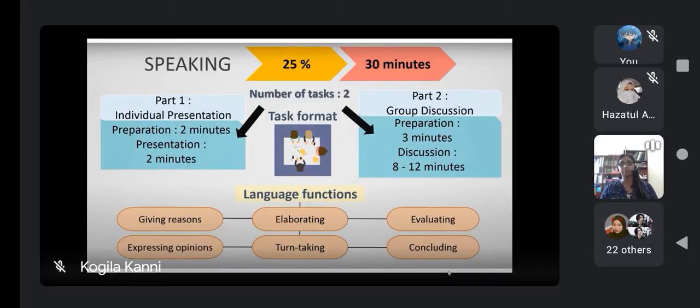Part one, individual presentation. You have 2 minutes to prepare and 2 minutes to present. The prompt will be given to you. Based on the prompt, based on the point given to you, you present.